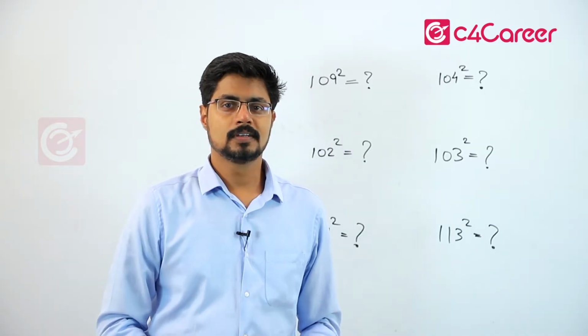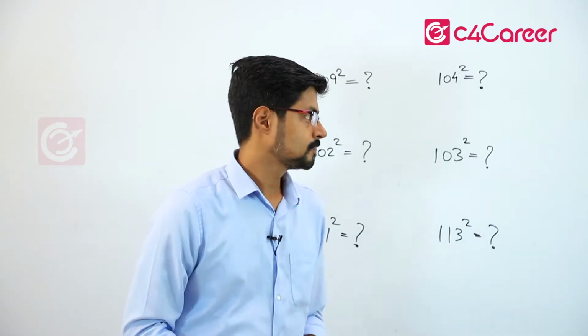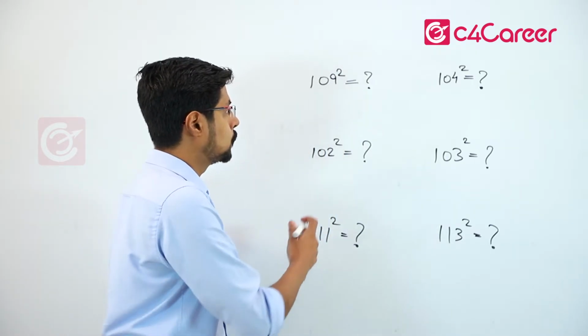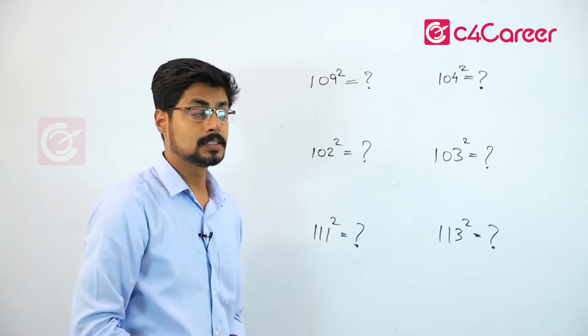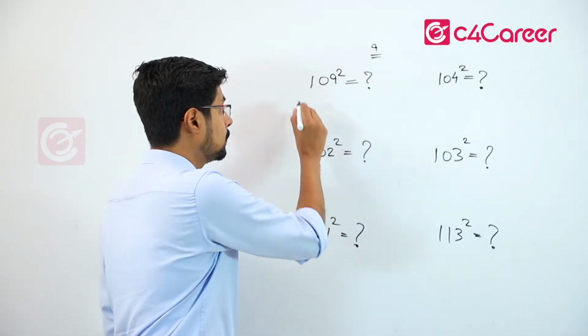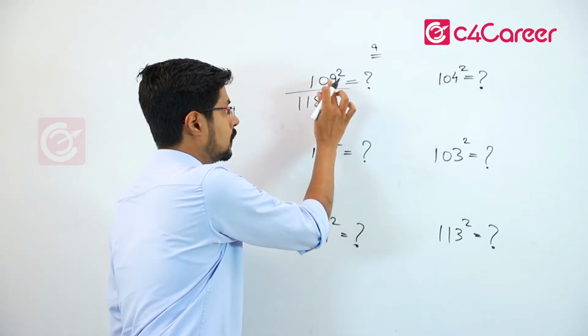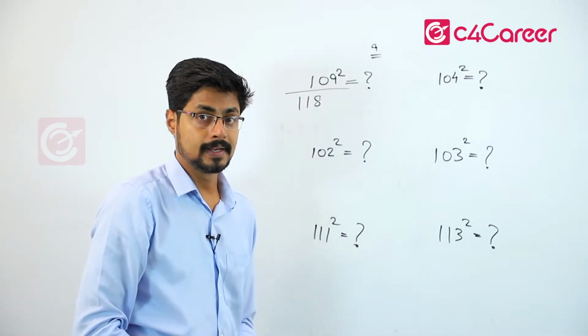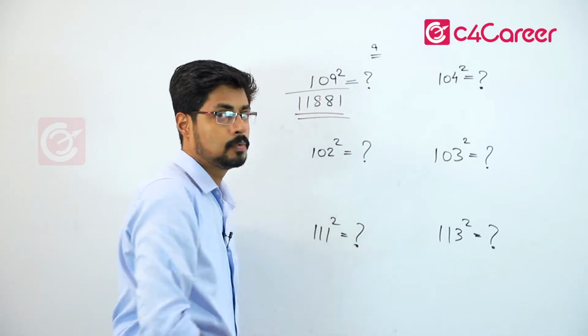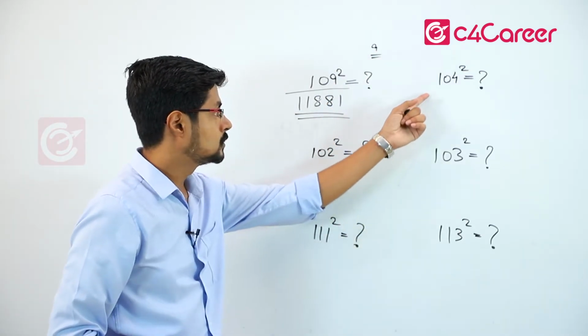So my dear students, let's see some questions for practice now. 109 square. How will you do this? I told you we have to take the difference from 100. What is that difference? 9. So the first part is going to be 109 plus 9, that is 118. What is the second part? That is 9 square. So that is 81. 118, 81.